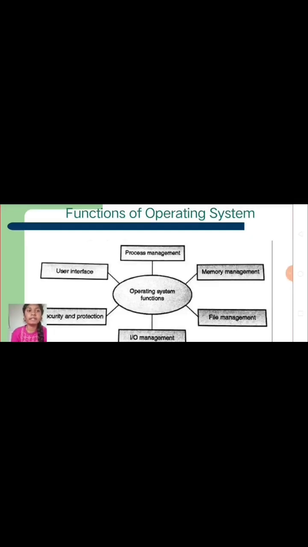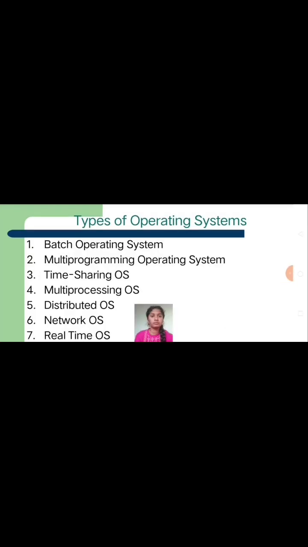Functions of operating system: process management, user interface, security and protection, input output management, file management, memory management. These are all the functions of operating systems. Types of operating systems: batch operating system, multi-programming operating system, time-sharing operating system, multi-processing operating system, distributed operating system, network operating system, real-time operating system.